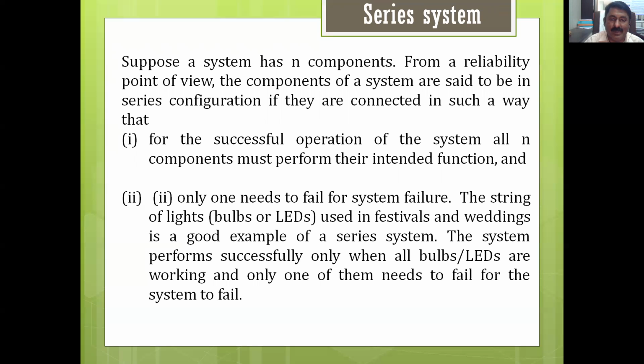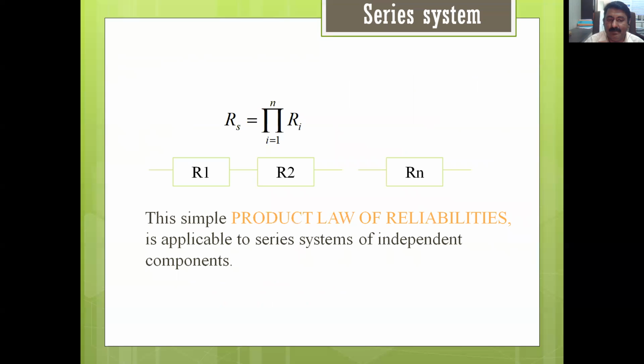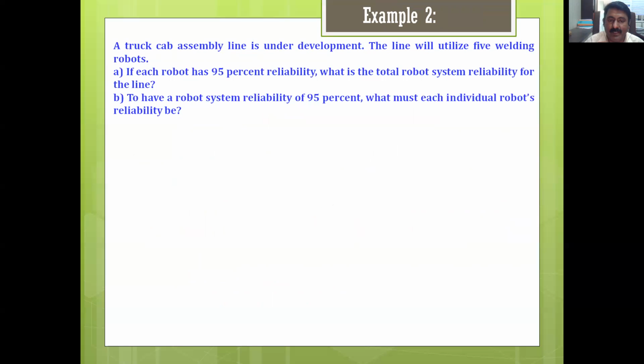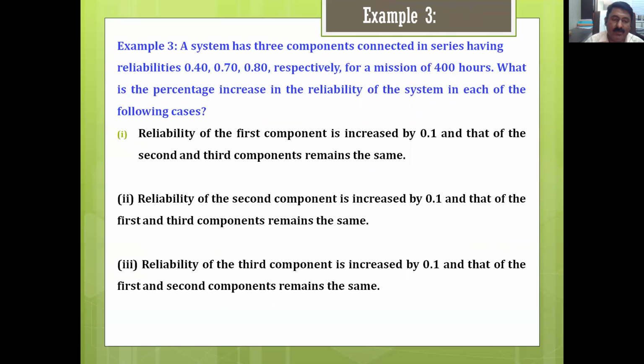So these are some characteristics of the series system. Then we discussed the reliability. It is based on the product law, the product of all the reliabilities, and you will get the reliability of the system. Then we solved some numericals for this.